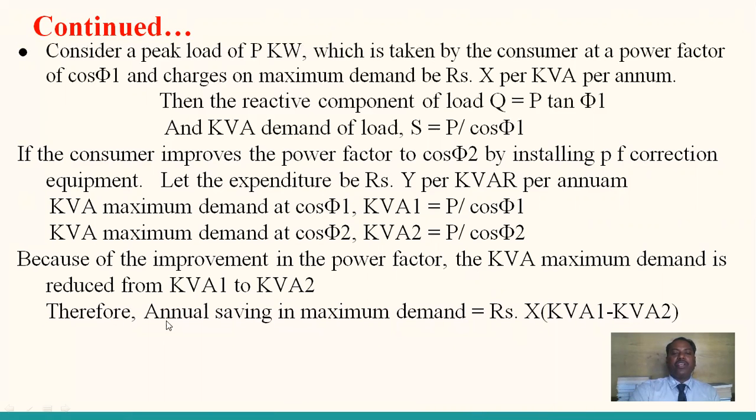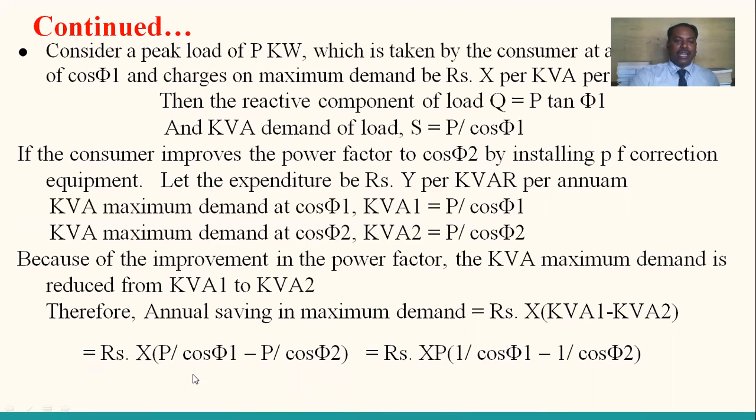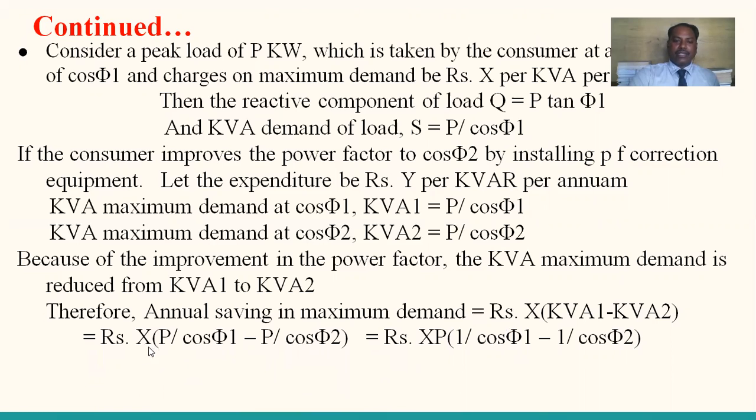Therefore, the annual saving in maximum demand is equal to rupees X into (kVA1 minus kVA2), which is also written as rupees X into (kVA1 = P by cos φ1, minus kVA2 = P by cos φ2). So it is XP into (1 by cos φ1 minus 1 by cos φ2).